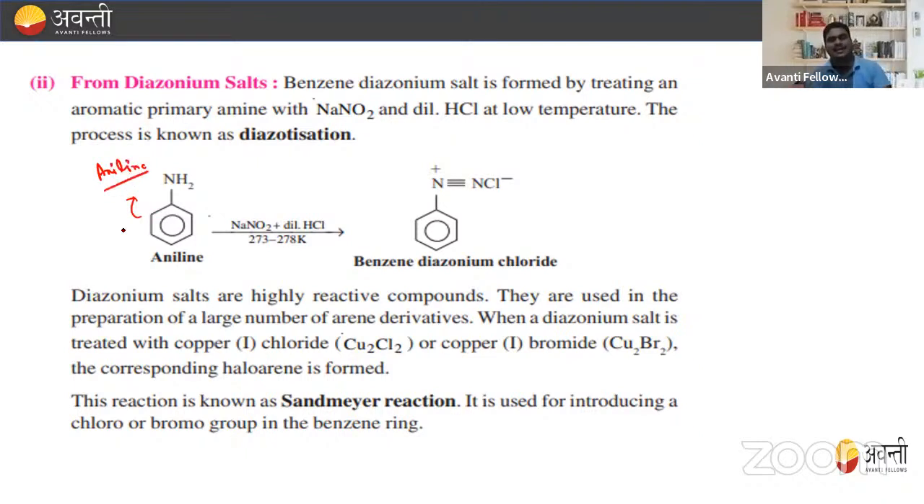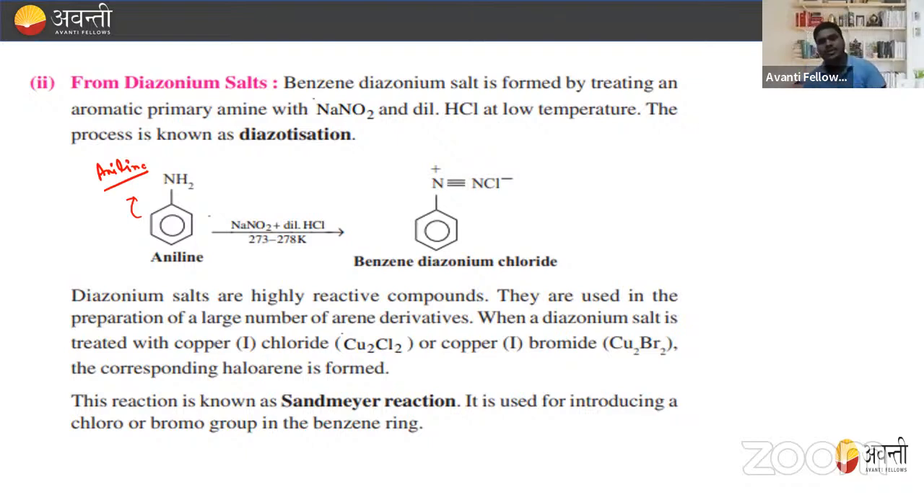Okay. So when aniline is treated with NaNO2 plus dilute HCl at 273 to 278 Kelvin, very cold conditions, then the formation of BDC will take place. BDC is known as benzene diazonium chloride.